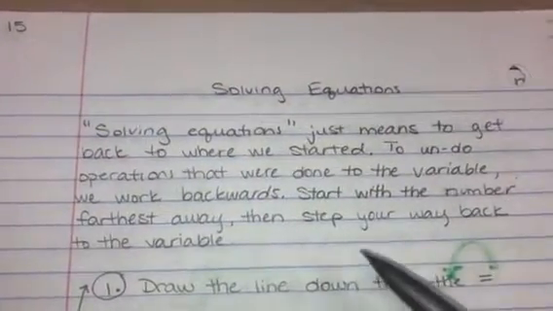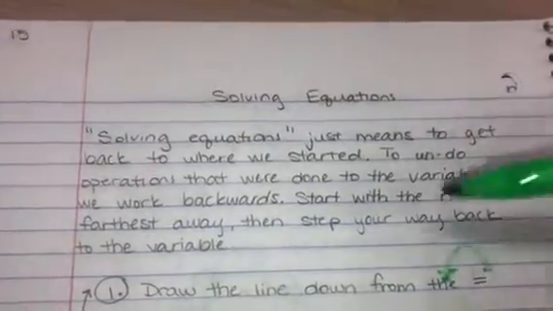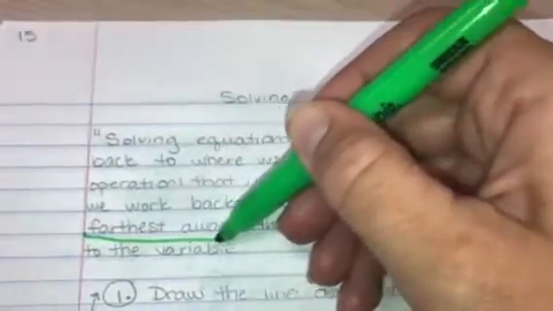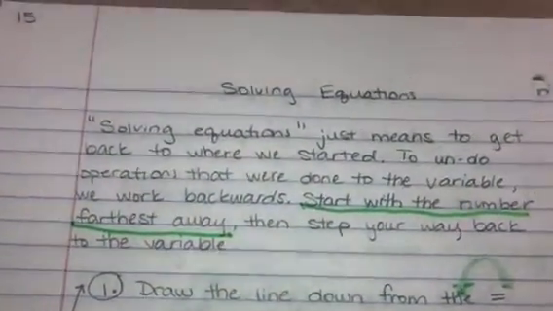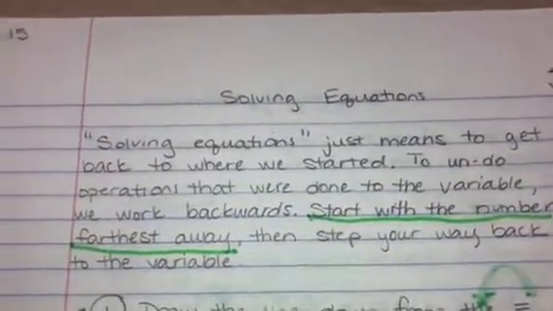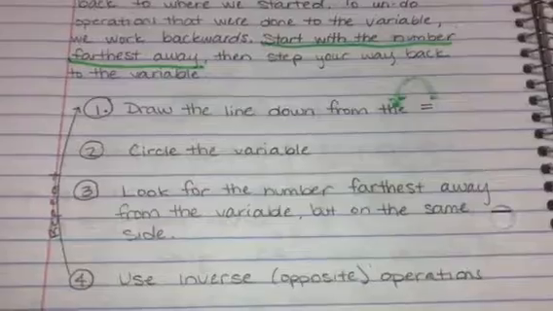Start with the number farthest away, then step your way back to the variable. So that's important to note, that you need to start with the number farthest away. That's how you know what to start with. It's the last one that was done in the order of operations, so then we work backwards. So please go ahead and write down the steps that we have been writing in our packets.